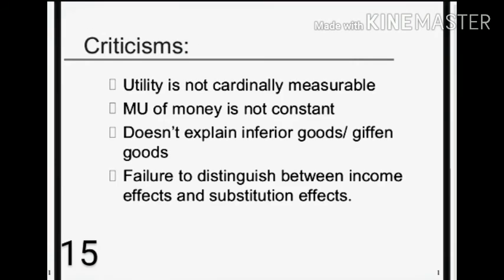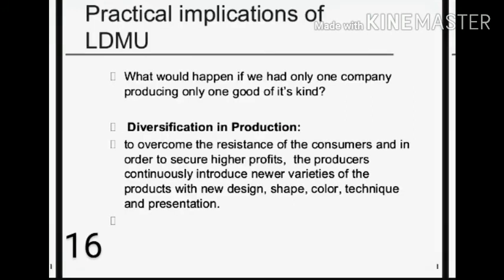Criticism. Utility is not cardinally measurable. Marginal utility of money is not constant. It does not explain inferior goods and Giffen goods. Failure to distinguish between income effects and substitution effects. This is the criticism of this theory.